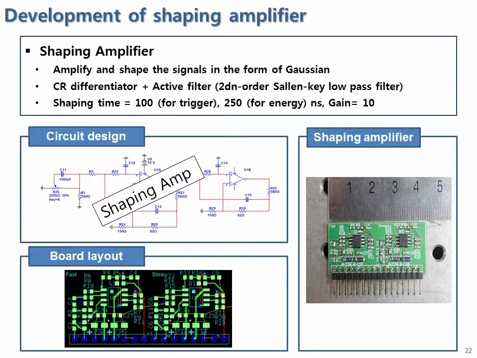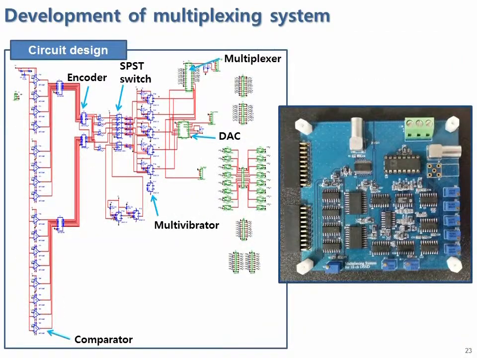Next, we developed a shaping amplifier to amplify and shape the signal to Gaussian shape. Considering the characteristic of the used detector, we can develop various kinds of shaping amplifiers. Finally, this is the multiplexing system developed by our lab for reducing the data acquisition channels. Using this system, we can reduce 16 channels to 2 channels.